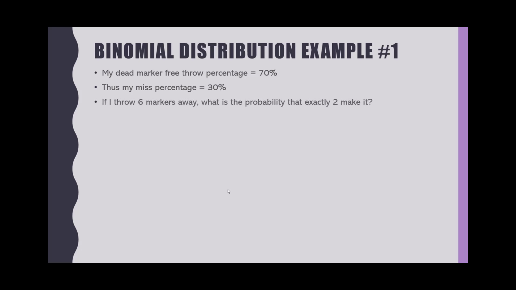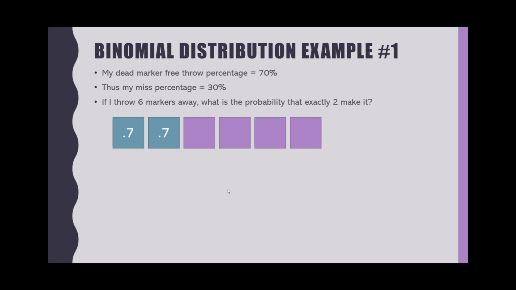So my dead marker free throw percentage is 70%, which means my miss percentage is 30%. If I throw 6 markers away, what's the probability that exactly 2 of them will make it? Well, let's look at how this would play out. There are 6 tosses, and for each one there's a 70% chance that it'll go in, that I'm going to have that success rate. And there is a 30% chance that I'm going to fail.